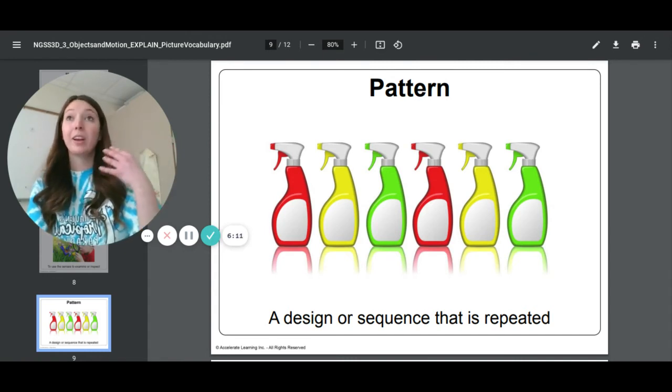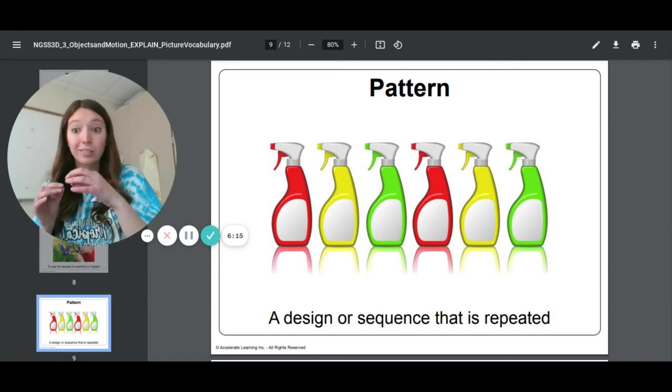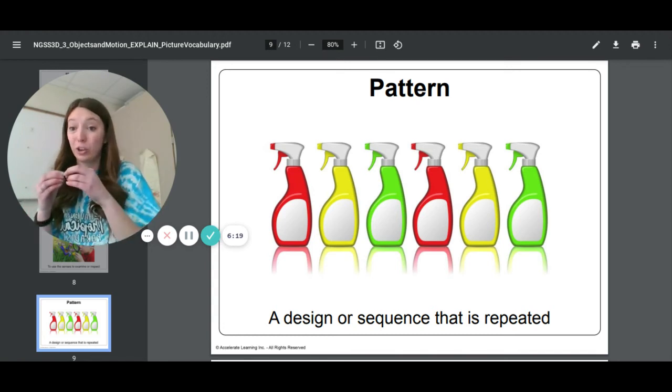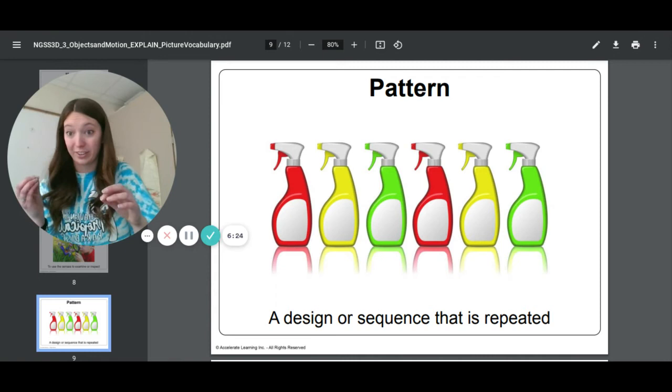So for example, in fourth grade, you're going to learn about how there are patterns where you can find volcanoes. Like volcanoes occur in patterns. Like you're going to see volcanoes in certain areas and not in other areas.